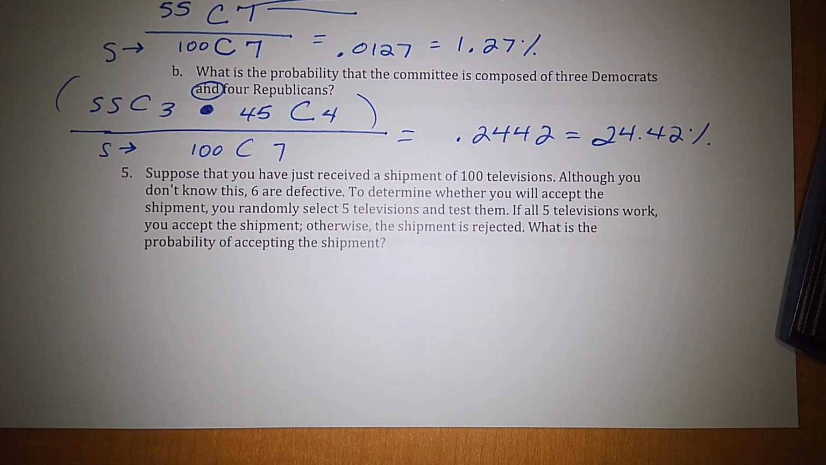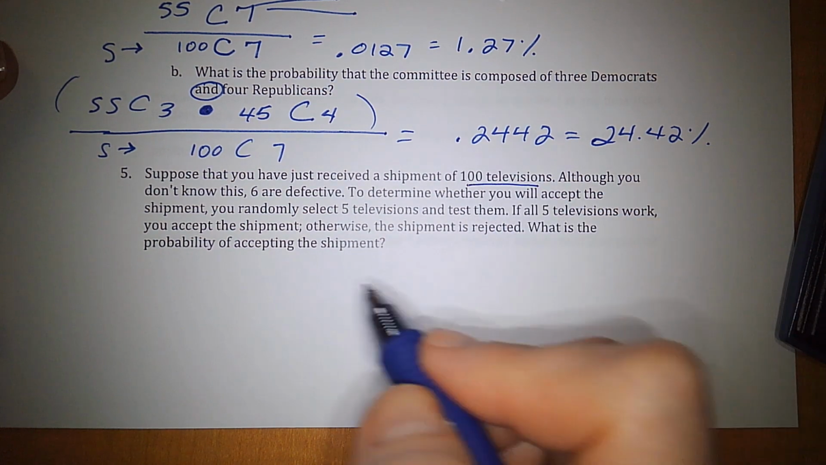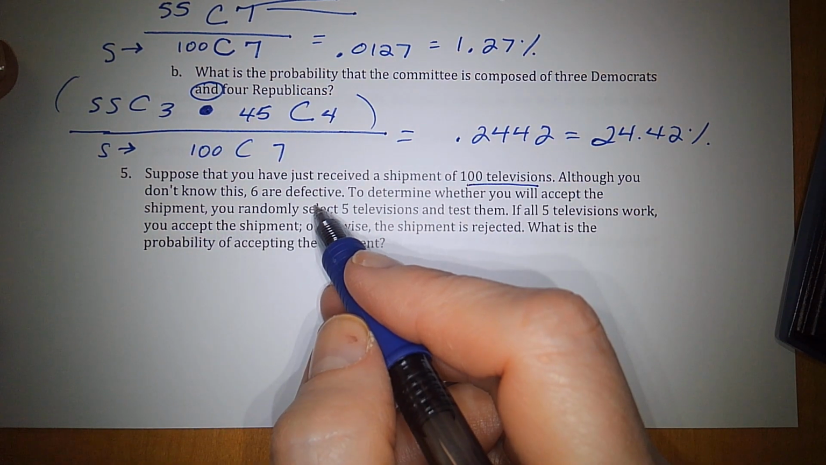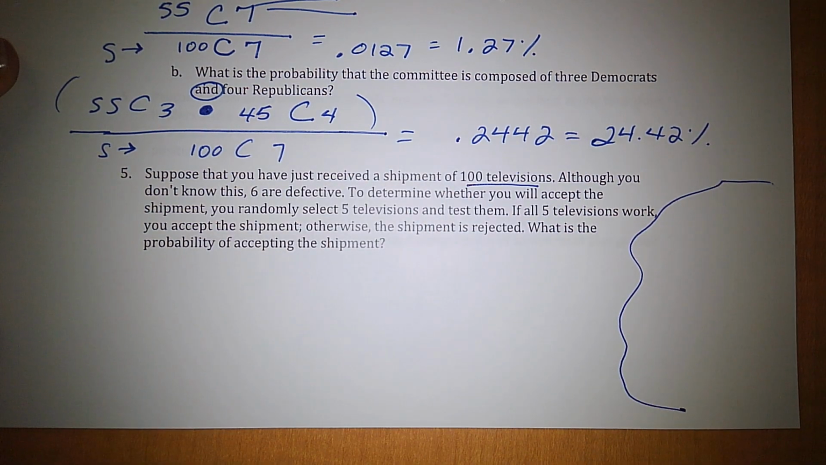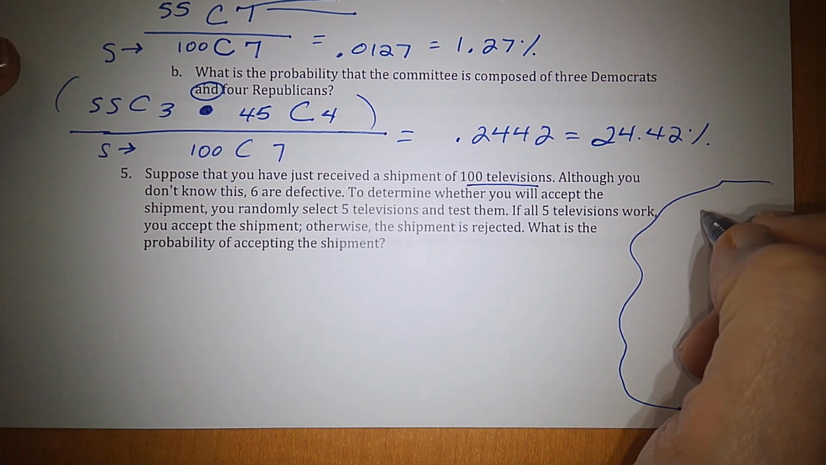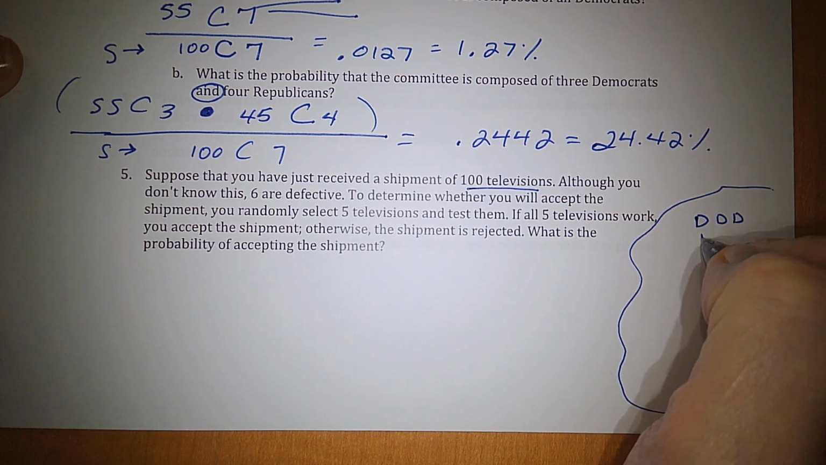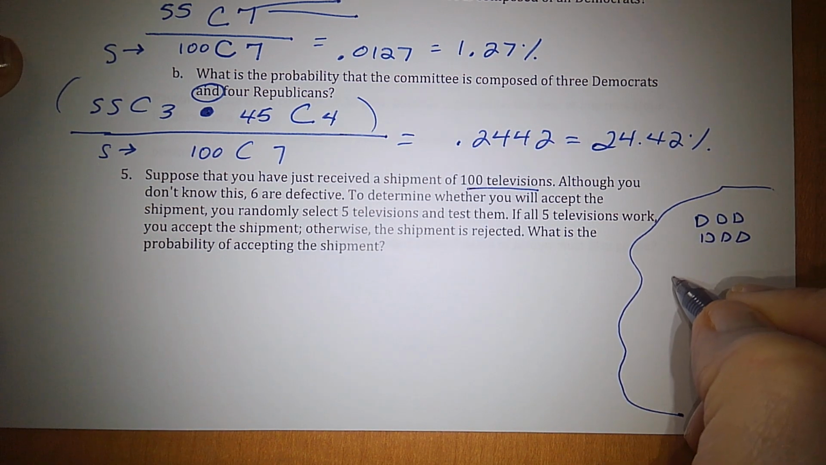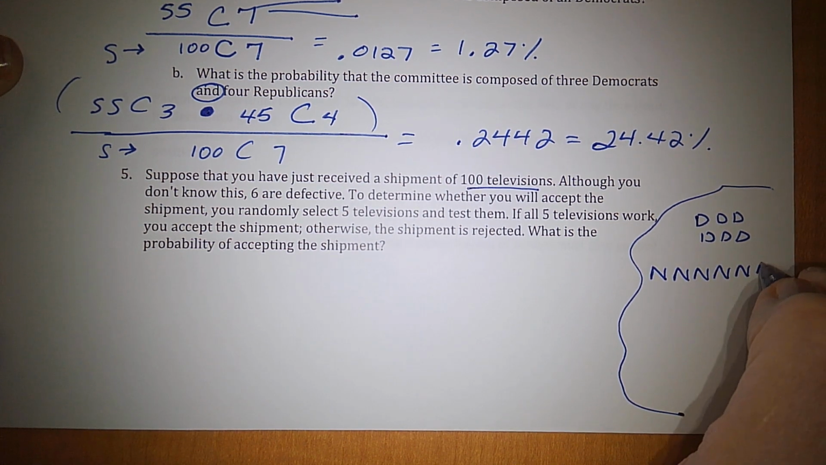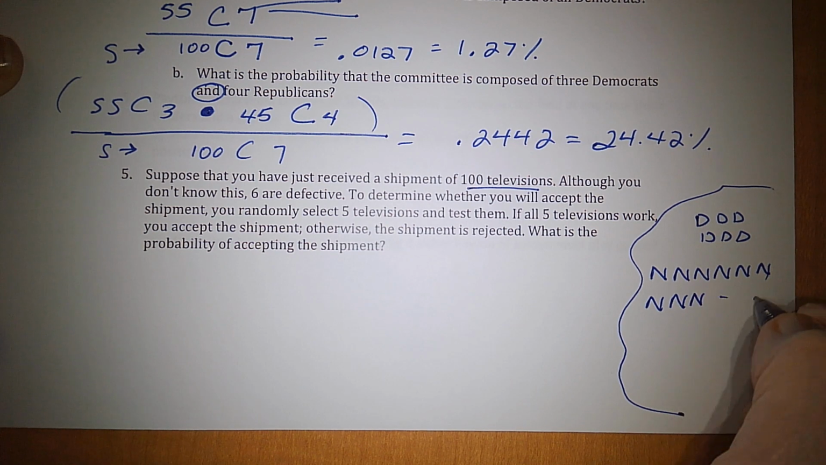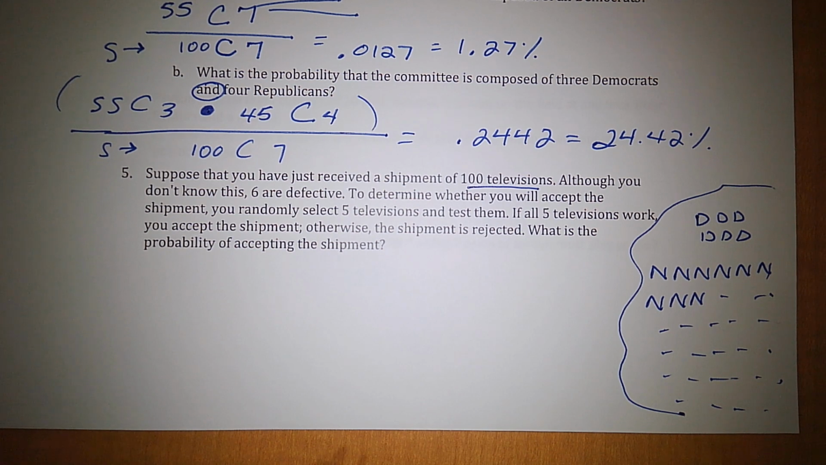Last question. Suppose that you have just received a shipment of 100 televisions. Although you don't know this, 6 are actually defective. So sometimes I like to look at a picture. If your reading comprehension is not great like mine, you have 100 televisions, 6 are defective, and the rest are non-defects. So I'm clearly not going to do this 100 times, but that's what your shipment's going to look like, okay?